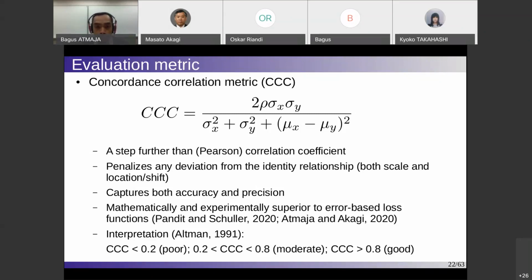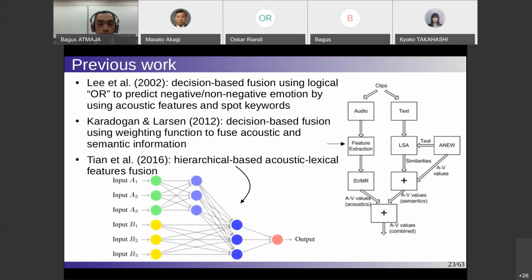And to close this second part, methodology, I show you the previous research in fusion of acoustic and linguistic. So my research on fusing acoustic and linguistic is not the first one, but there are already researchers who proposed this idea. For example, Lee and Narayanan in 2002, the authors of the IEMOCAP dataset, proposed decision-based fusion to fuse acoustic and spotted keywords using logical OR.